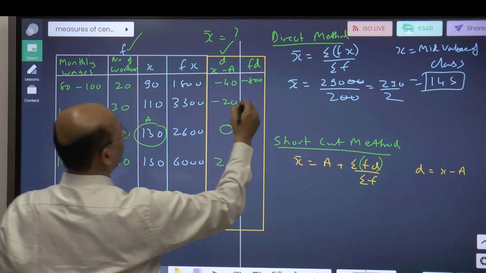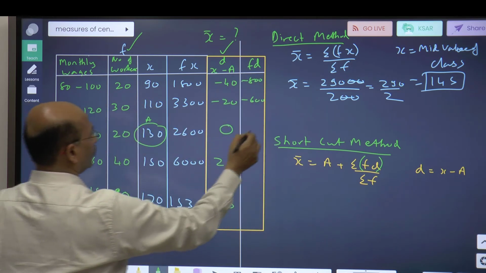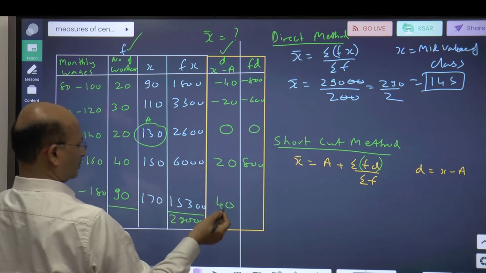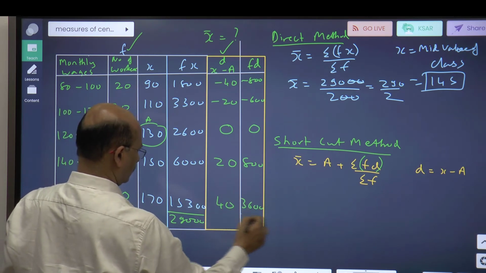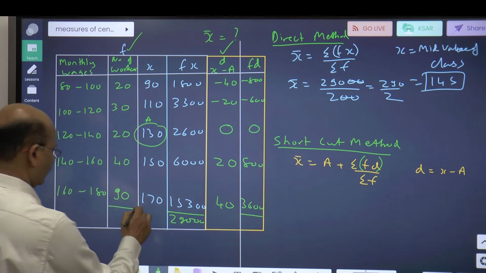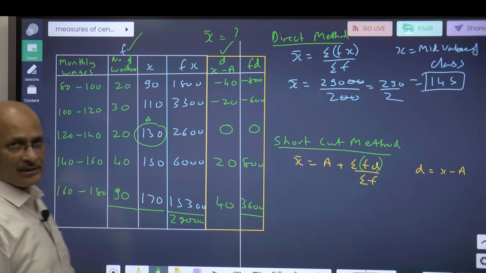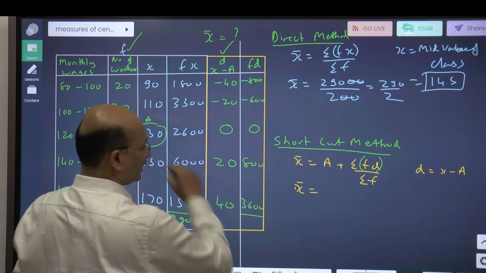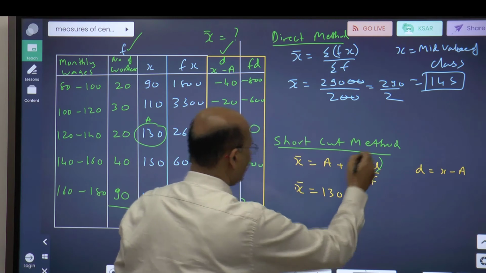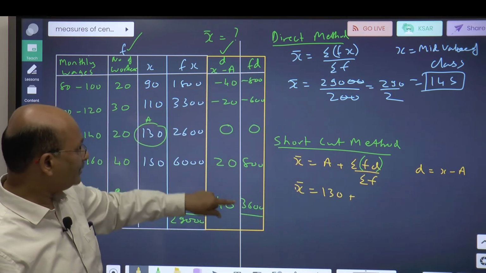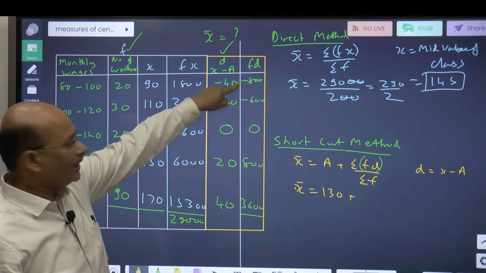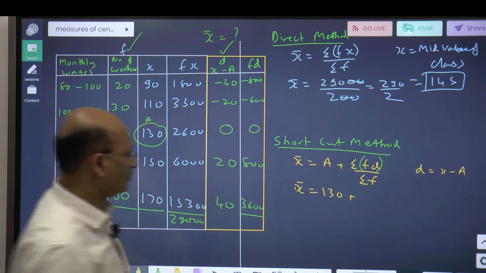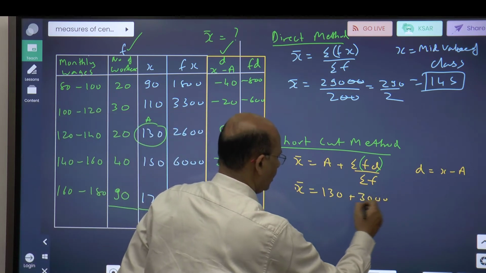Then 30 into minus 20 is minus 600. 0. 800. And what is this? 3600. Oh my God. Right? I am done. I am clear. Now what happens, guys? Let us see this now. I have the working left to do. So x bar is equal to A, I have taken 130, plus sum of FD. Now if you look at this, 800, so 3000, right? Because minus 800 and 800 get cancelled if I add FD, minus 600 and 3600. So 3000 upon 200.